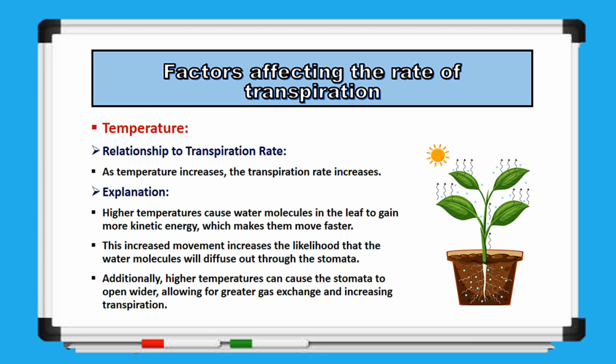Now, the next factor is temperature and its effect on transpiration. So, as temperature goes up, the rate of transpiration also increases. Here's why: when the temperature is higher, water molecules inside the leaf gain more kinetic energy, so they move faster. This makes it easier and more likely for them to diffuse out through the stomata. Plus, higher temperatures can even cause the stomata to open wider, allowing more gas exchange, and that means more water vapor escapes, increasing the transpiration rate.